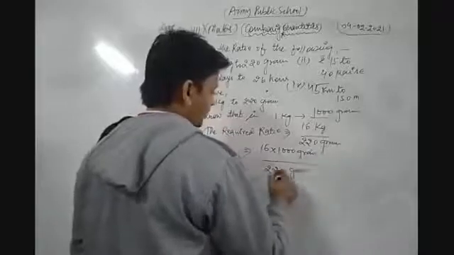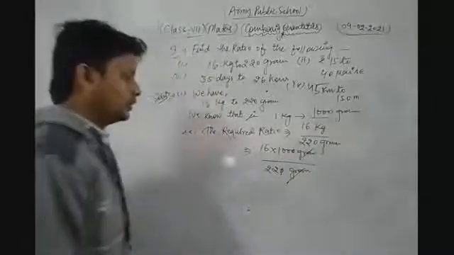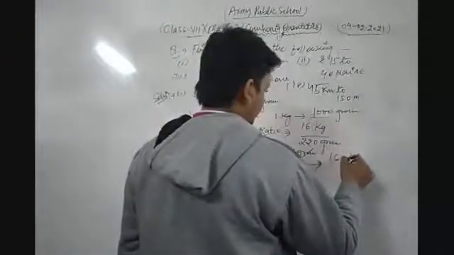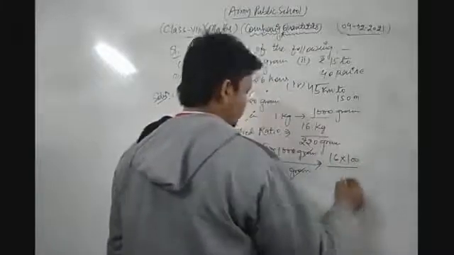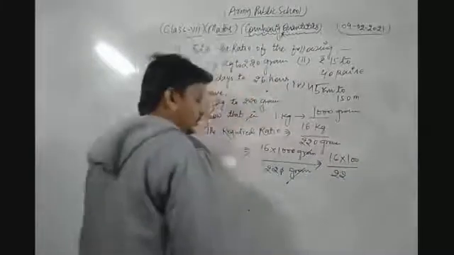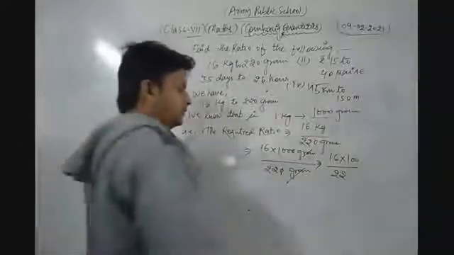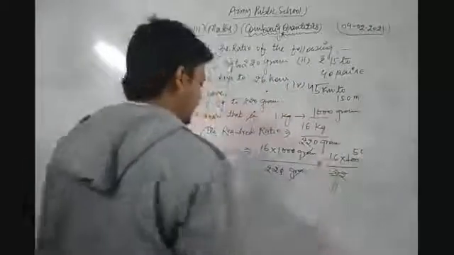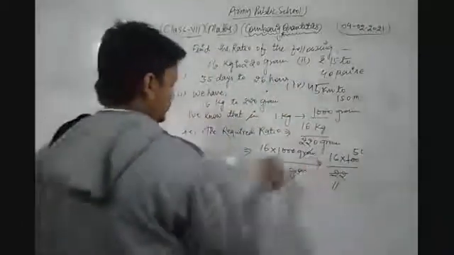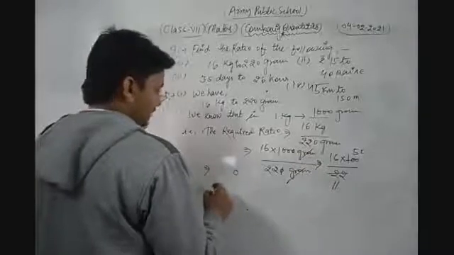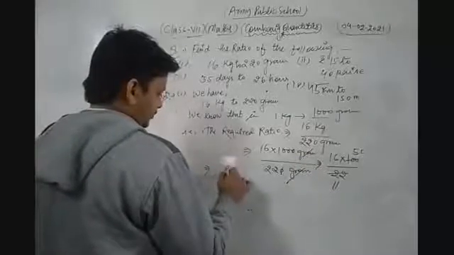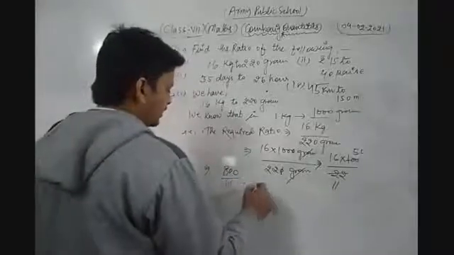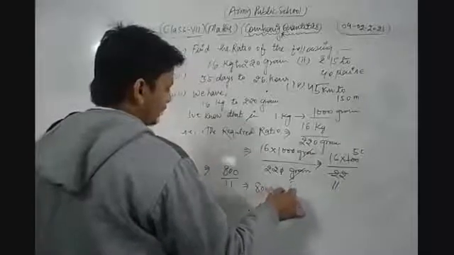Now gram cancels with gram, and the zero is also cancelled. So we get 16 into 50 upon 11. 2 1s are 2, 2 5s are 10. Now we multiply them: 16 into 50 means 16 zero zero, 16 5s are 80, so we get 800 upon 11. Thus the required ratio is 800 is to 11.